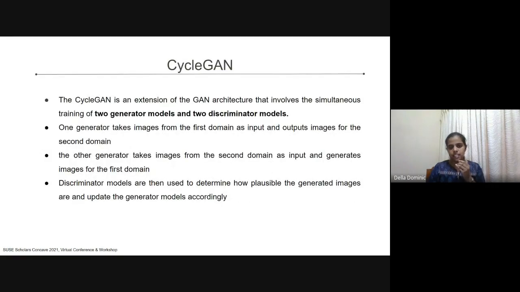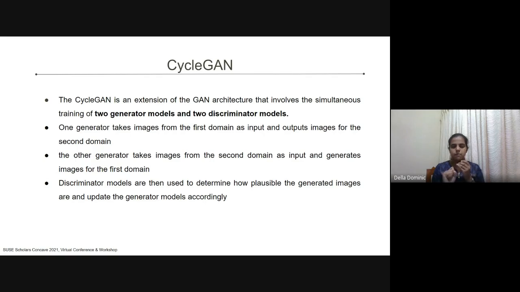Now, we will see in detail the architecture and the working of CycleGAN. CycleGAN is basically an extension of GAN architecture, or a type of GAN architecture, and its main feature is that it contains two generator models and two discriminator models. One generator model will translate an image from domain A to the target domain B, and the other generator model will perform the operation vice versa.